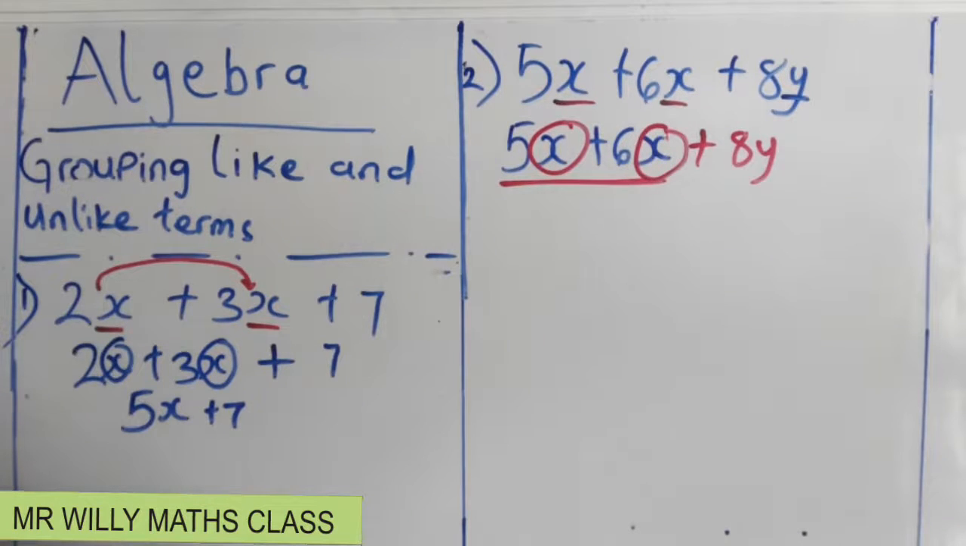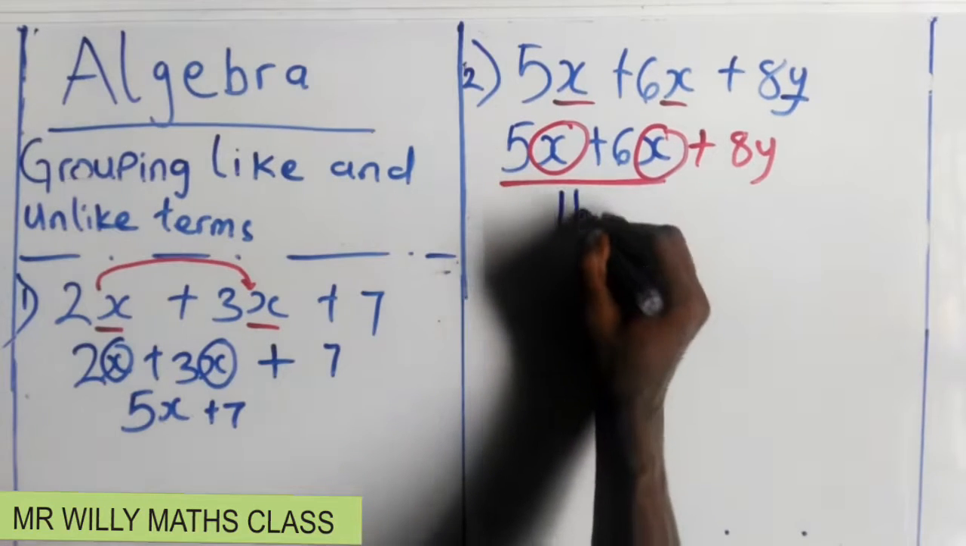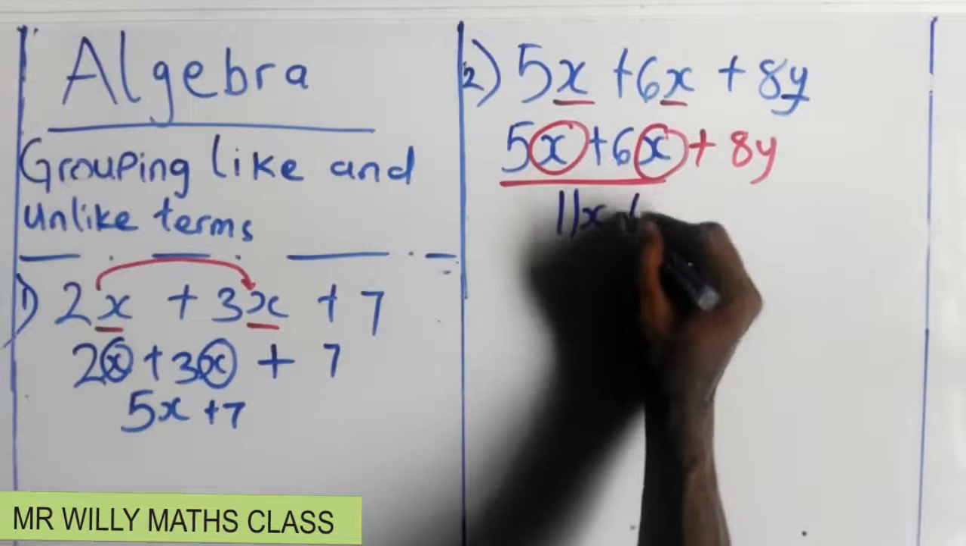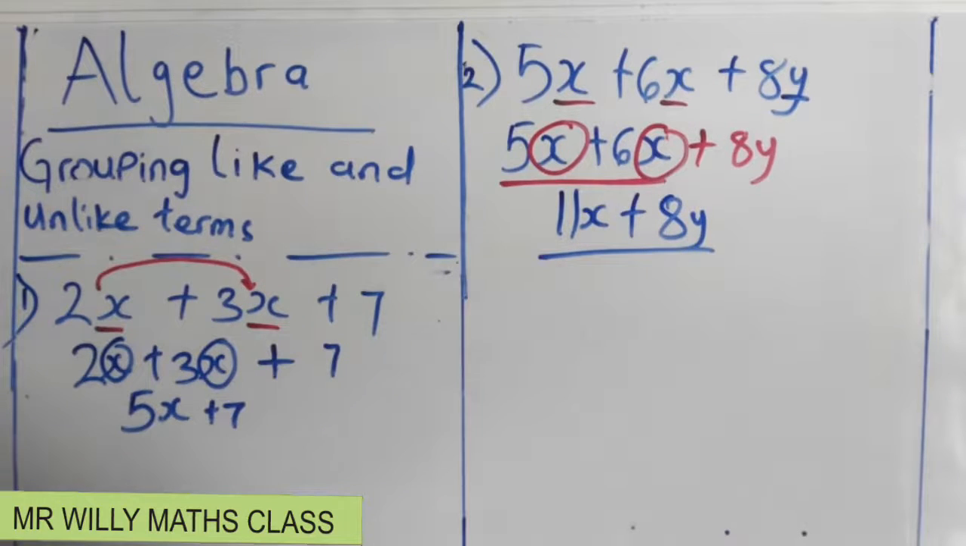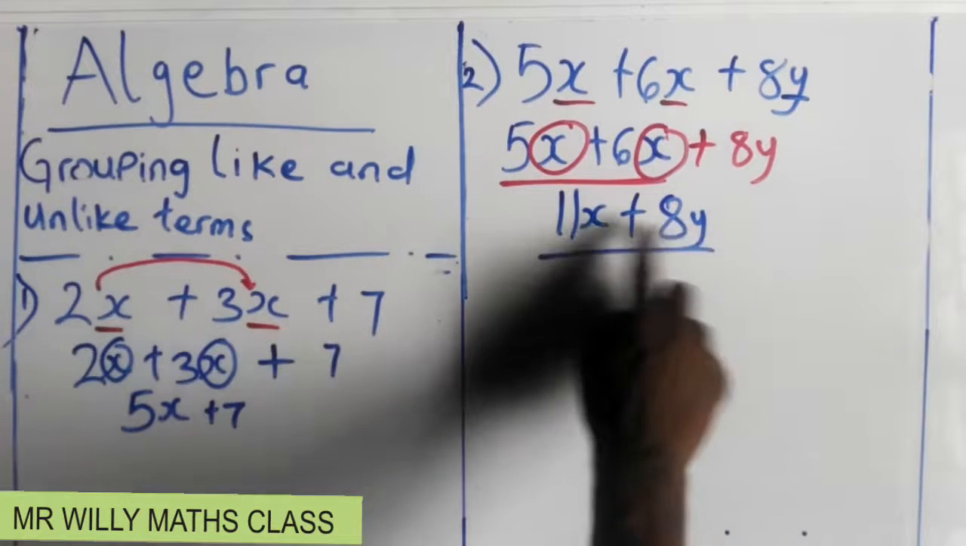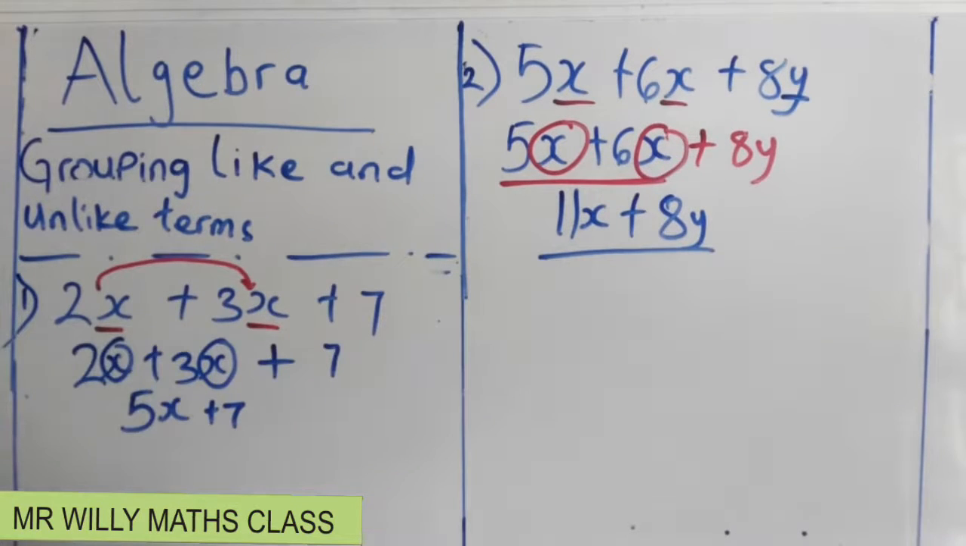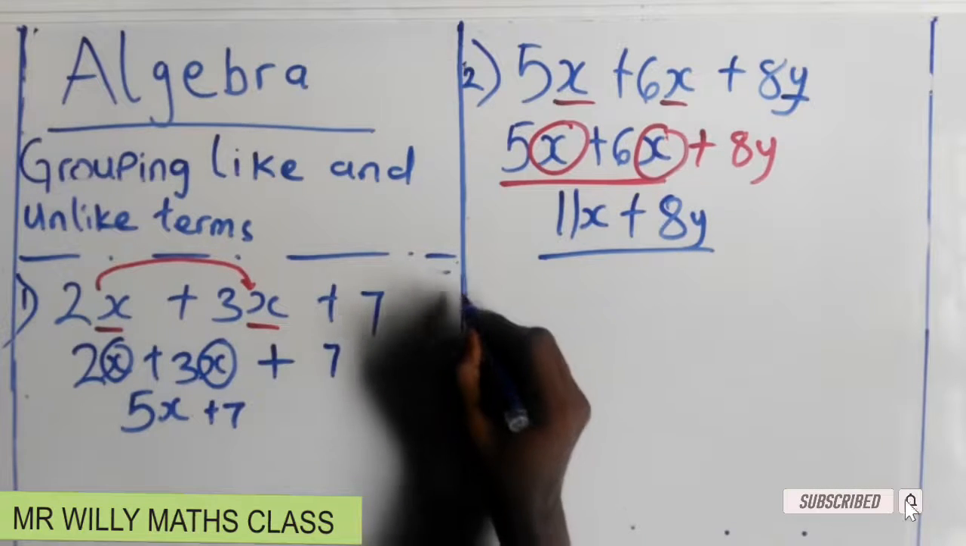So 5x plus 6x is what? 5x plus 6x is 11x. Now plus what? 8y. Can we add 11x and 8y together? No, they are unlike terms because x is different to y. Because of the different type of alphabet they have, we can't add it together. Now what if you have something like this?